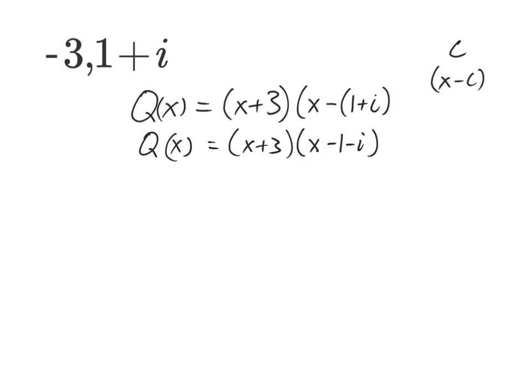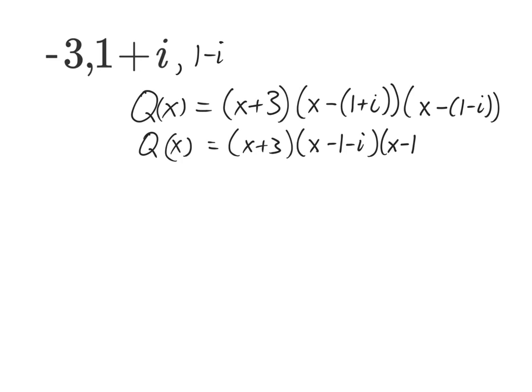The conjugate zero theorem says that if you have a complex number a plus bi, its conjugate will also be a zero. So the conjugate of a plus bi would be a minus bi. So 1 plus i is a zero, which means 1 minus i must also be a zero. So if I factor this one, you're going to get x minus 1 minus i, which ends up becoming x minus 1 plus i.